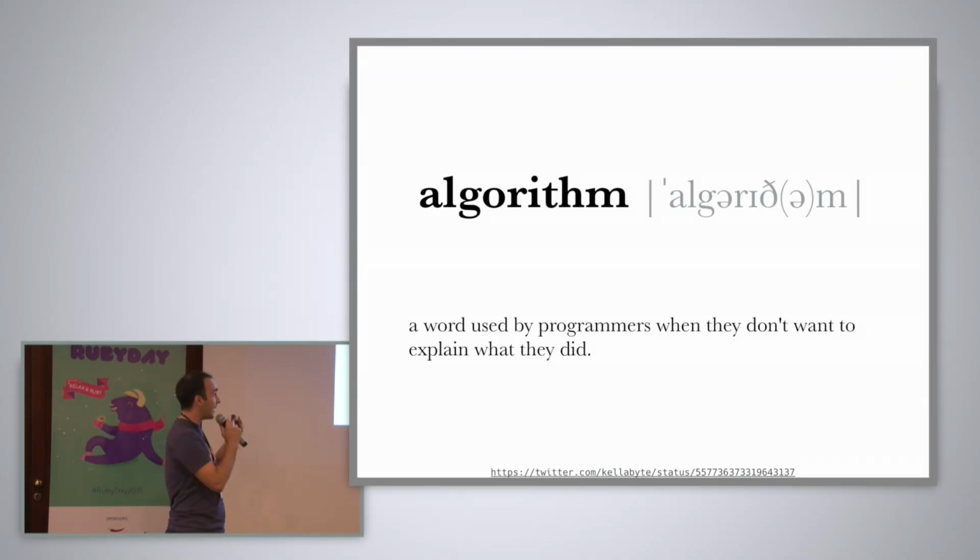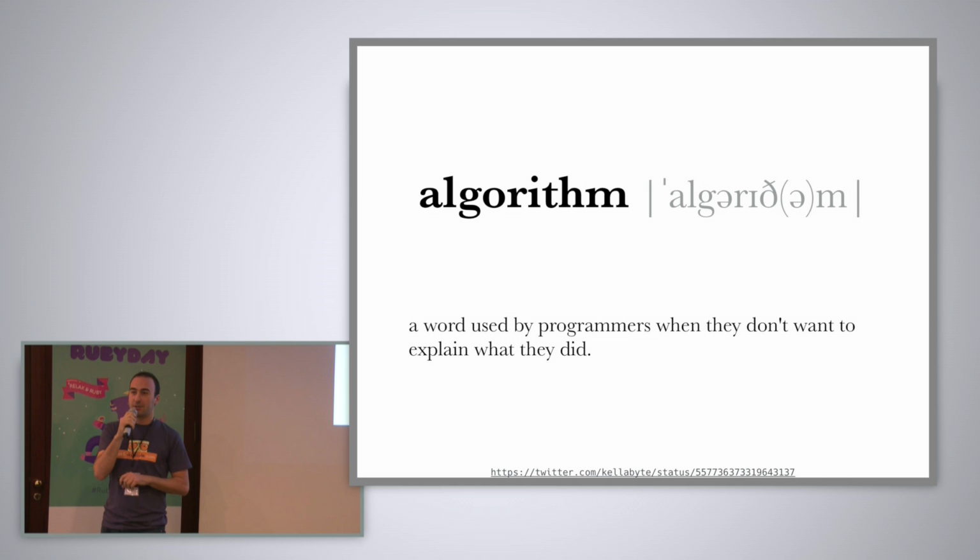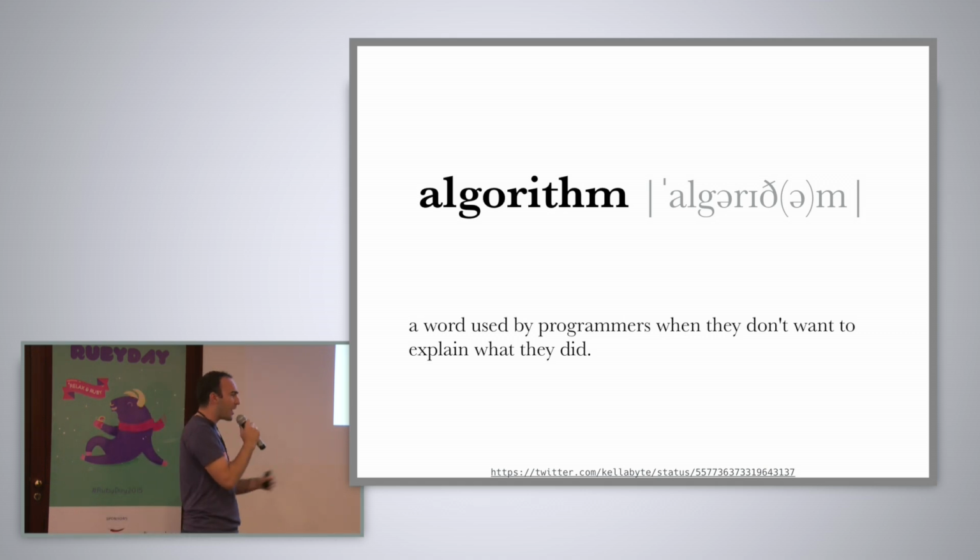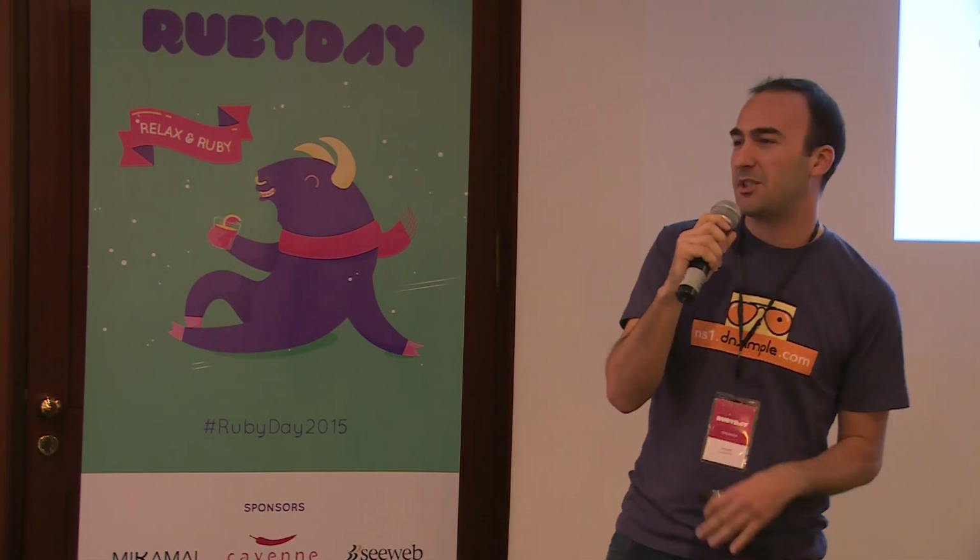There's also another definition, which is a word used by programmers when they don't want to explain what they did. So how did you solve that? Yeah, it's a complex algorithm. You wouldn't be able to understand that. So yeah, don't bother.